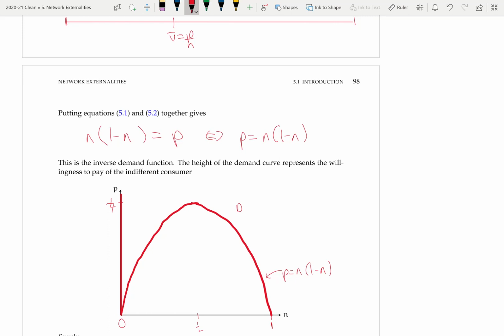Just as with a regular demand curve, the height of the demand curve represents the willingness to pay of the indifferent consumer, the one that's just indifferent between purchasing and not. In contrast to a regular demand curve, this demand curve is not everywhere downward sloping, and for many prices there are multiple quantities that could be demanded. There are multiple equilibria. For prices between 0 and a quarter exclusive, there are 3 possible demands. This is a characteristic of markets with network externalities.